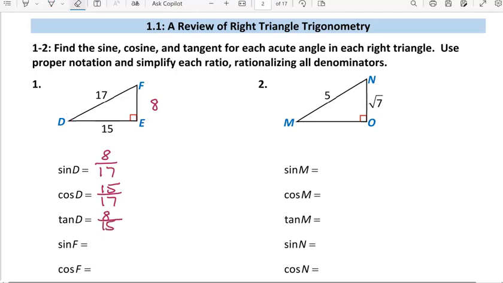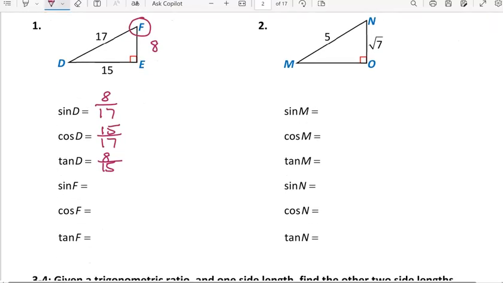Now let's switch gears, and we're going to look at angle F. So for angle F, sine is equal to the opposite over the hypotenuse, cosine is equal to the adjacent side over the hypotenuse, and tangent is equal to the opposite side over the adjacent side. So those are the values for all of the 2 acute angles, D and F, in that triangle. Now let's take a look at 2.